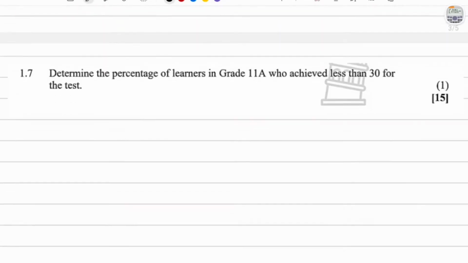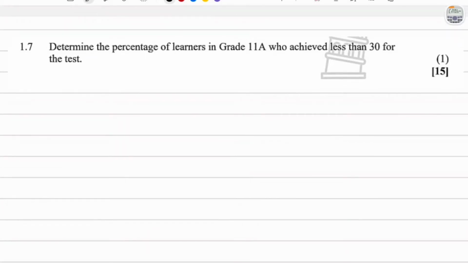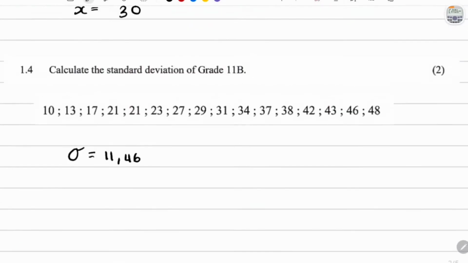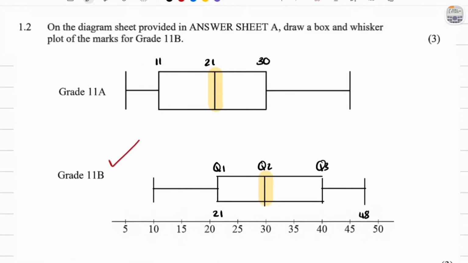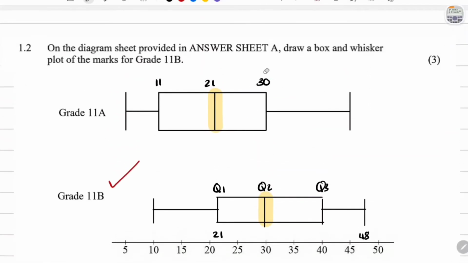And then we move on to 1.7, which is the last question in question 1. And it says, determine the percentage of learners in grade 11A who achieved less than 30 for the test. Okay, so they just want the percentage of learners in that grade 11A who achieved less than 30 for that test. Okay, let's look at grade 11A's box and whisker plot. So grade 11A, do you see that at 30, right? That's where Q3 is. Everybody who got either 30 or less than 30 would be here at Q3.